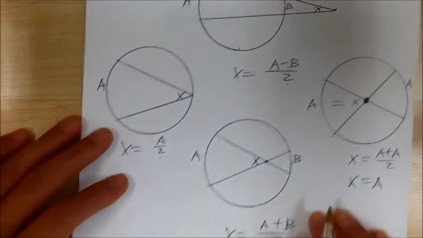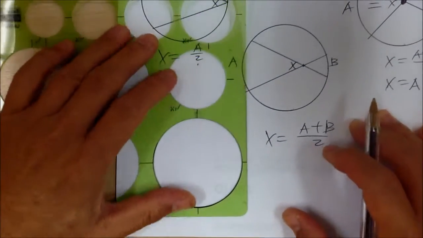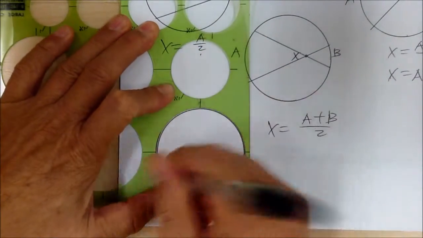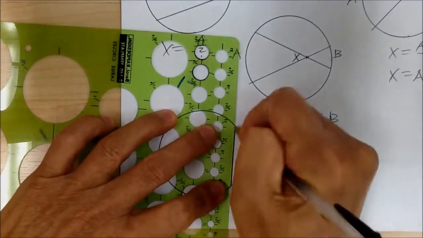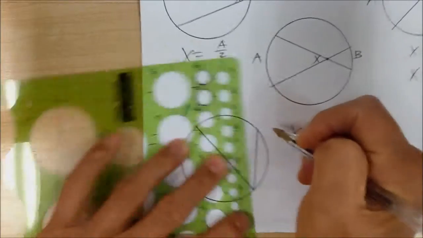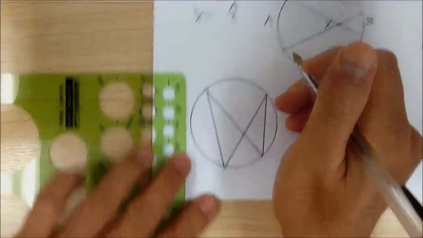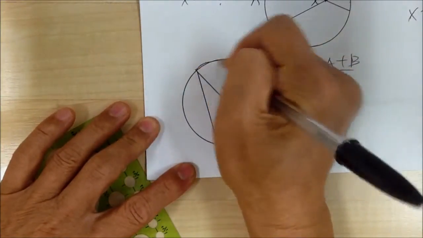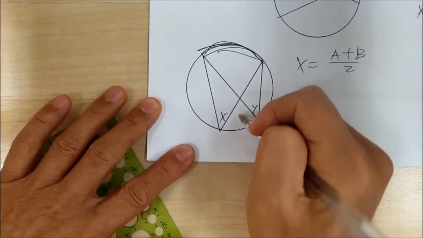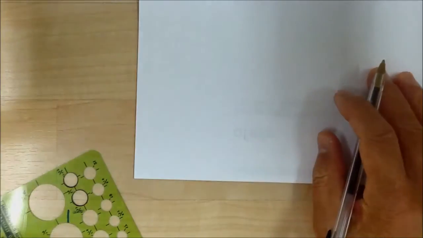Now also one more situation. If you have equal arcs, then you will have equal angles. In this case, angle x and angle y are equal because they have the same arc. So x equals y. That's another situation.